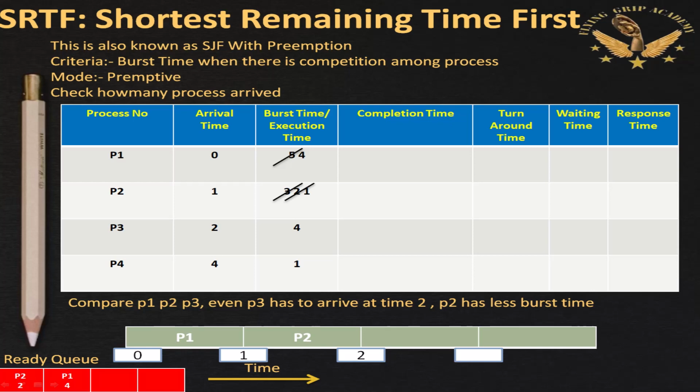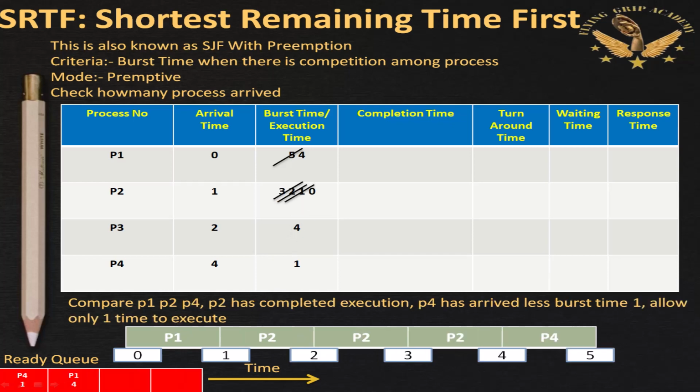What time has it arrived? Between 1 and 2. Based upon the burst time, P3's burst time is greater than P2's burst time, so we have allowed one more unit to execute. Next, we are going to compare the P2 burst time.